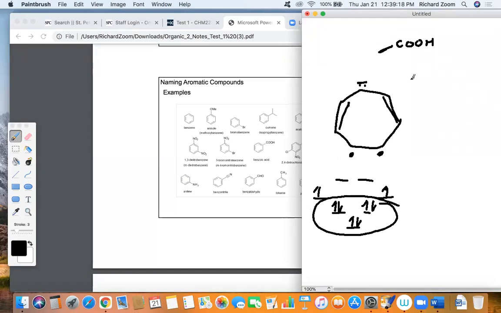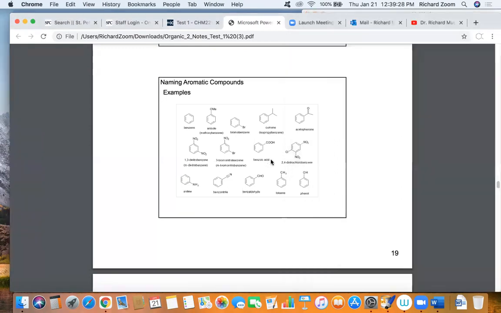So whenever you see COOH, it's actually that. So that's a carboxylic acid. That's benzoic acid. And remember, this is open book, this test. Oh, sorry, this is a naming quiz. So, you know, you can have this in front of you. I don't really mind.